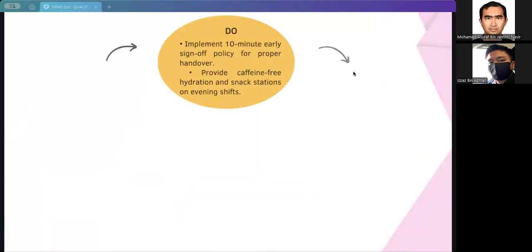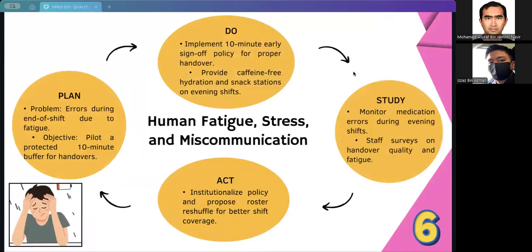The next cause will be human fatigue, stress, and also miscommunication. Again, with the PDSA cycle. First, we will identify the problem, which is errors during end of shift due to fatigue. Our objective is to pilot a protected 10 minutes buffer for handovers. So this small change can have a big impact on clarity and communication during this critical transition.